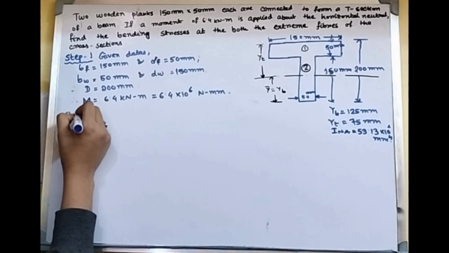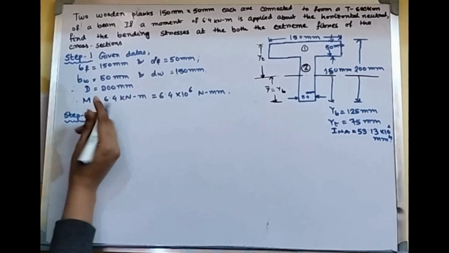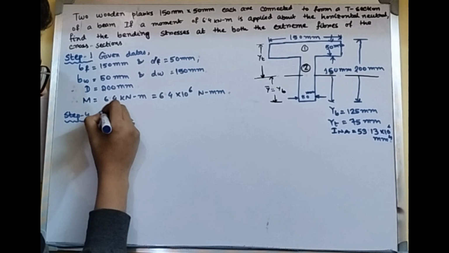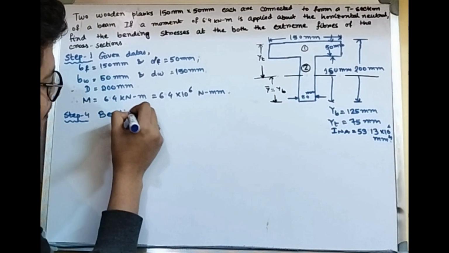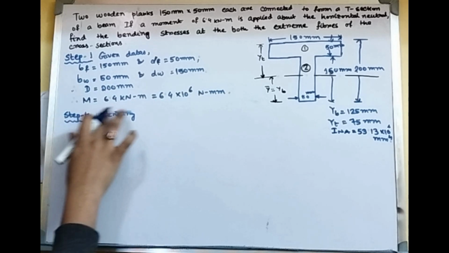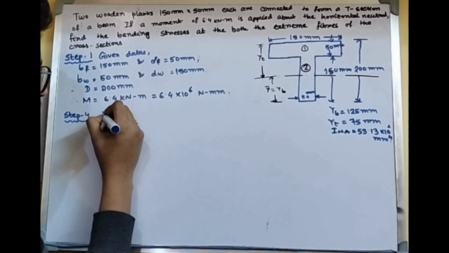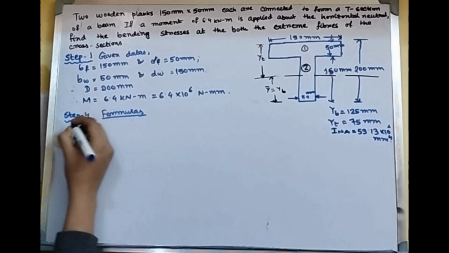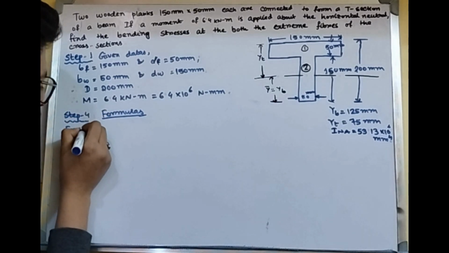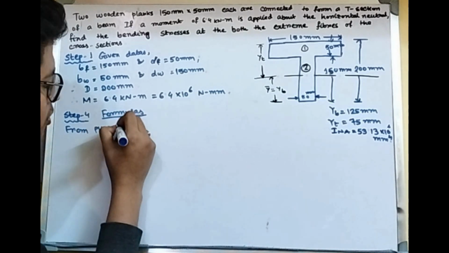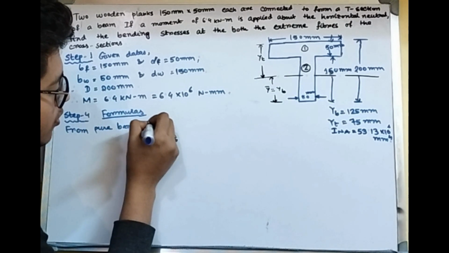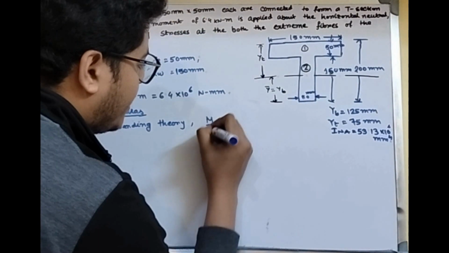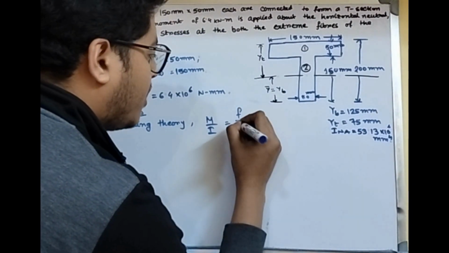Step 4. Bending stress formula from pure bending theory: M by I equal to F by Y.